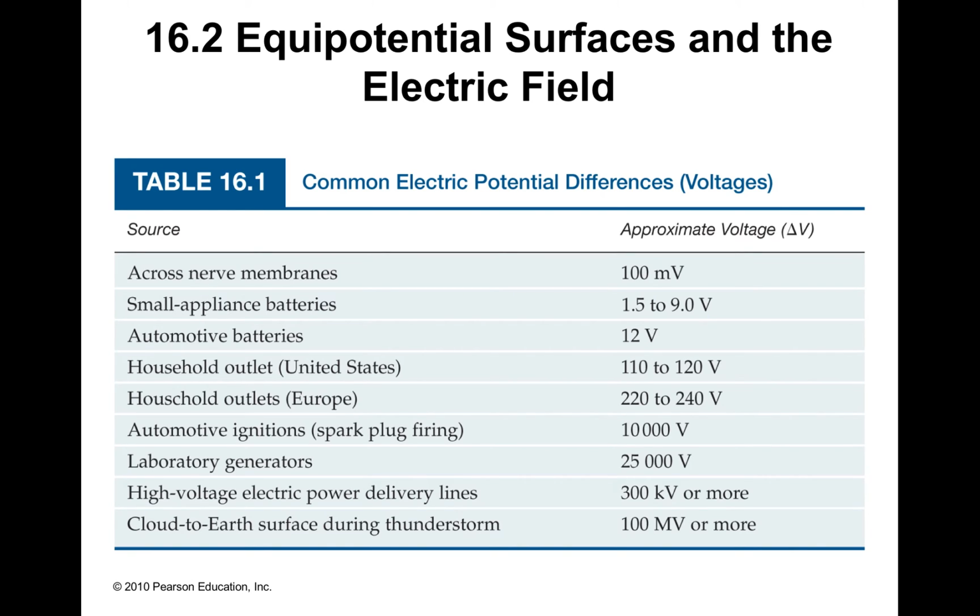Okay, approximate voltages. Household batteries, cloud to earth, 100 megavolts or more. Across nerve membranes, 100 millivolts. That's why it's just a little bitty shock, 100 millivolts, that's 0.1 volts. 0.5 volts will kill you. Or, well, 0.5 amps will kill you. You actually create like 10,000 volts when you walk across a floor. Or automotive ignitions of plug firings, 10,000 volts. Hopefully it doesn't have that much amperage, which we'll learn about in chapter 17.